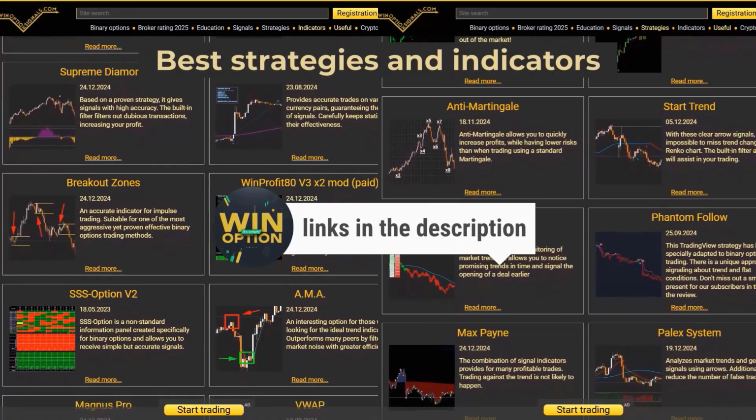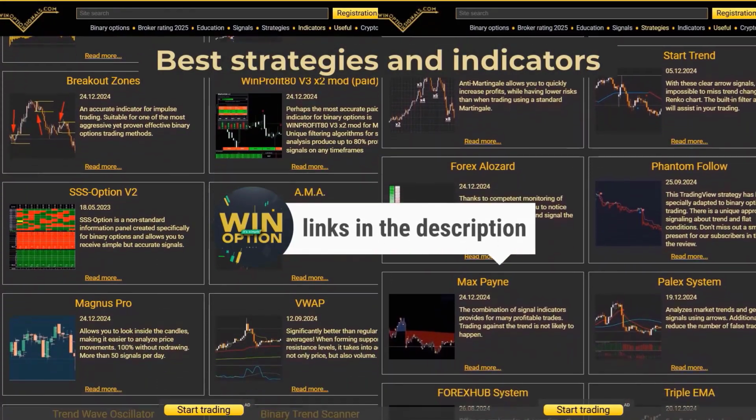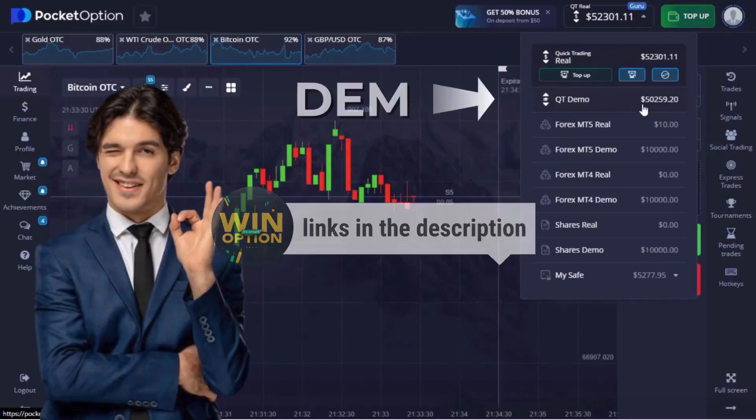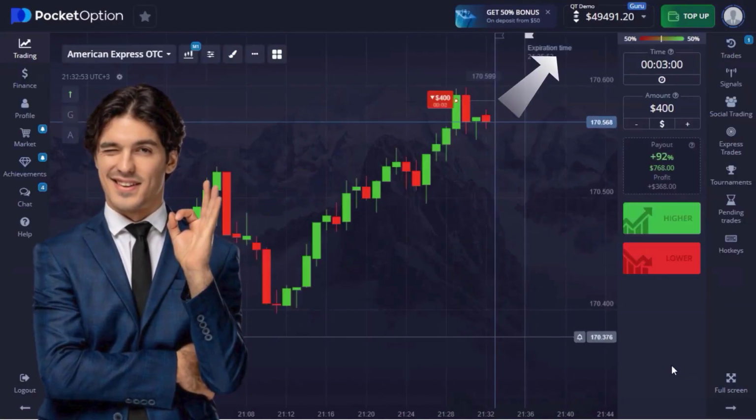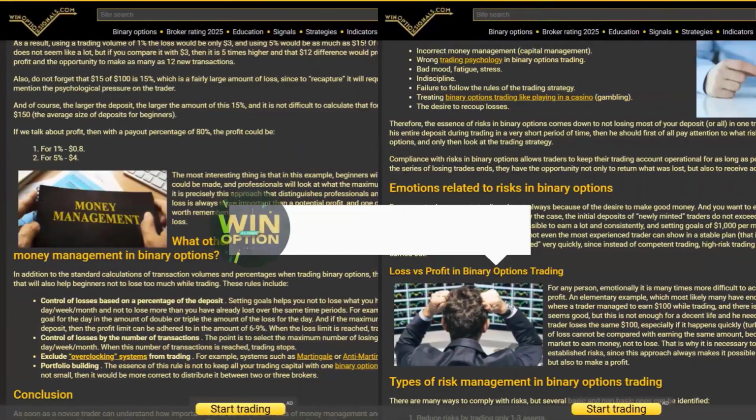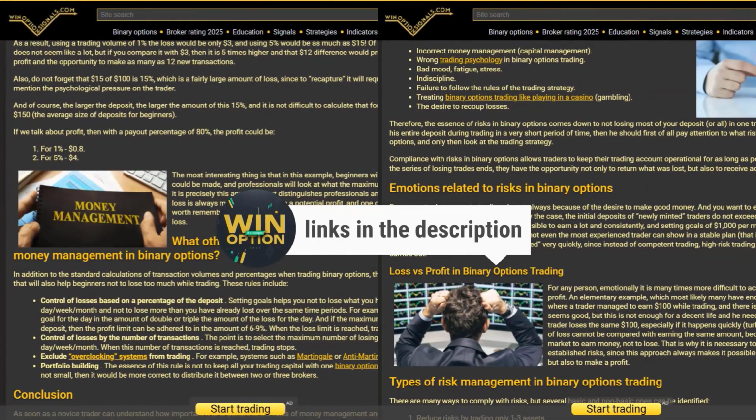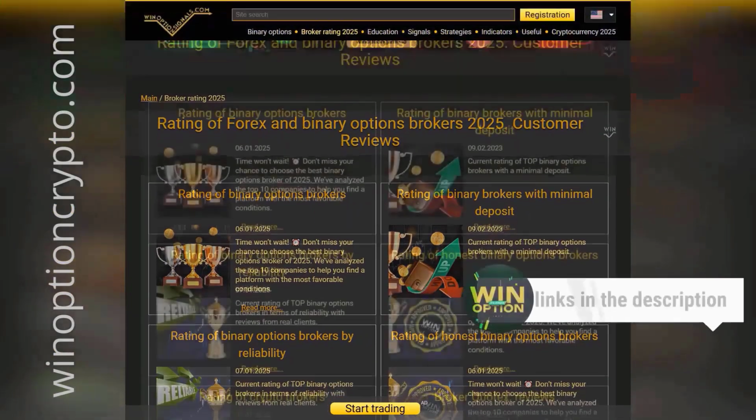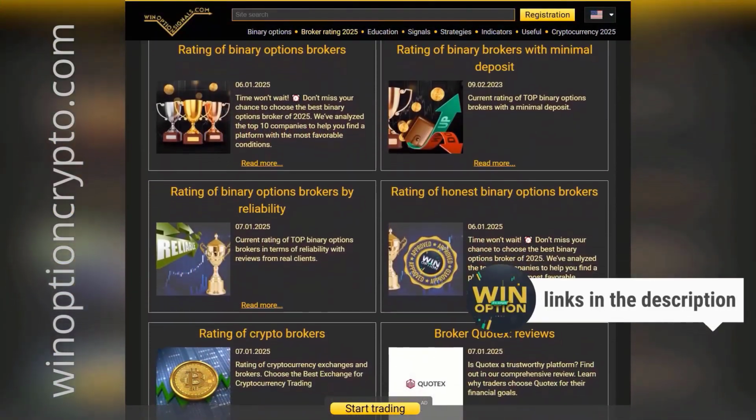However, do not forget that any strategy or indicator is just a tool that you need to learn how to use correctly. Be sure to check and test the indicator on a demo account and historical data, while not forgetting about the rules of risk and capital management. And also choose only proven brokers, which can be found on our website in our regularly updated rating.